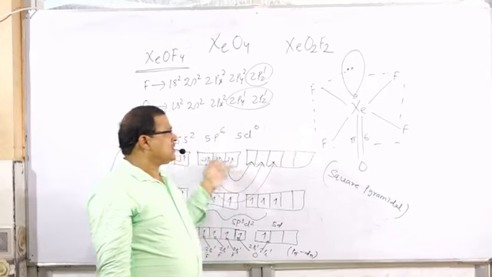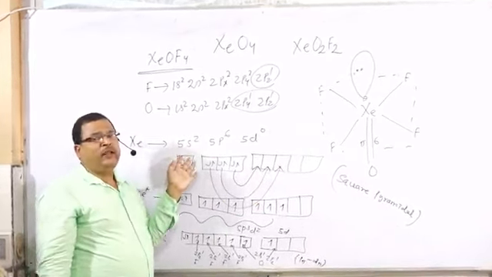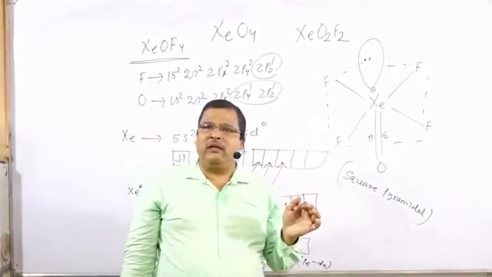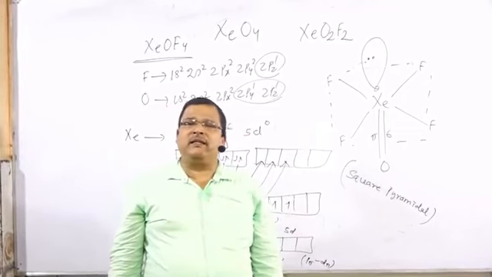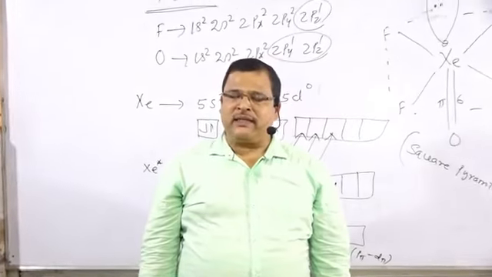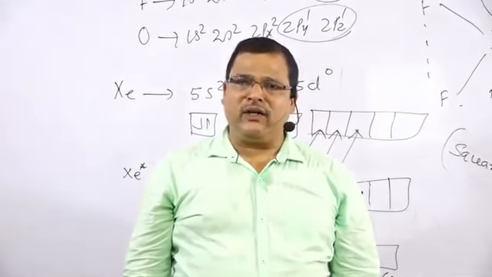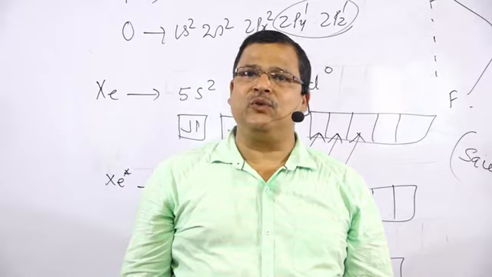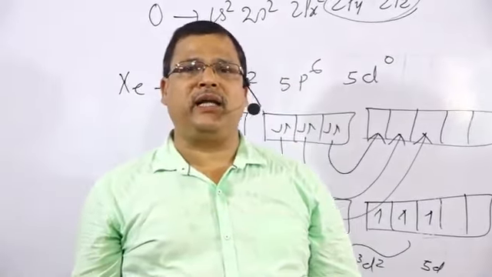We have given the structure for these compounds, and today we are able to finish group 18 elements, that is noble gases, that is inert gases, the last group of the periodic table.